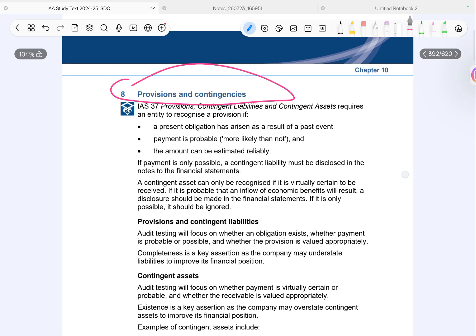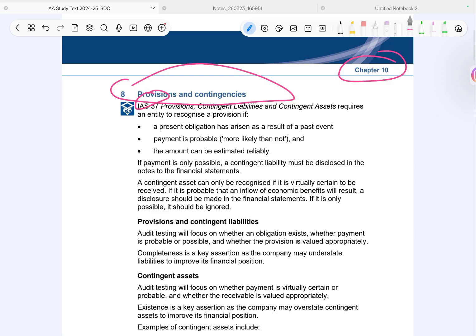So in this video we are going to be continuing with chapter number 10, which is procedures, and we are going to complete this chapter in this video. So yeah, let's begin where we left off, which is provisions and contingents. The rules are based on IAS 37.